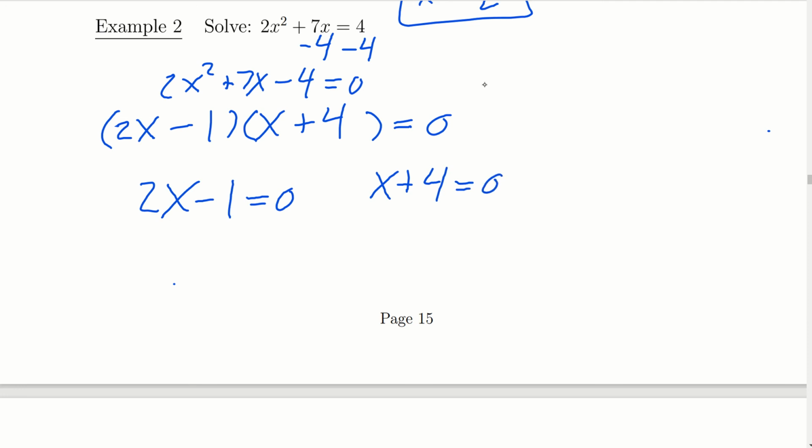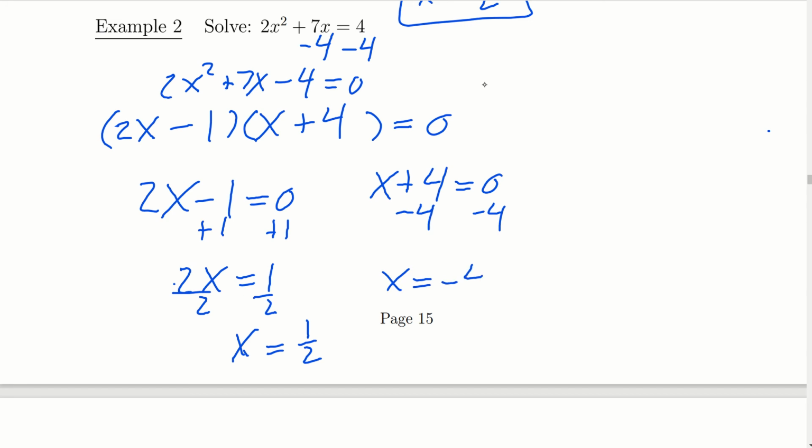And now we solve each one of those basic linear equations. We're going to add 1 to both sides. We get 2x equals 1. Divide by 2. And so we get one solution is going to be x equals a half. Over here we subtract 4 from both sides, and we get our second solution is x equals negative 4.